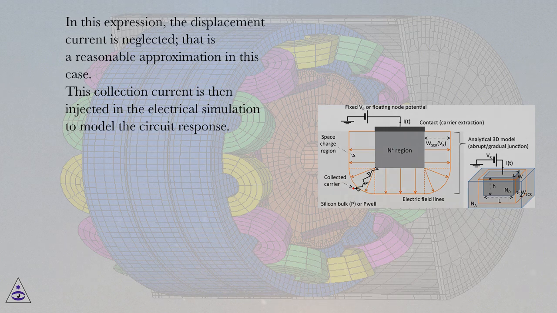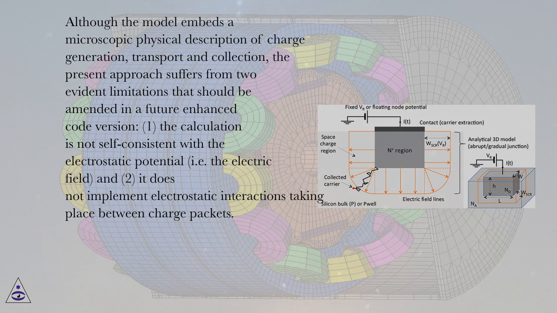This collection current is then injected in the electrical simulation to model the circuit response. Although the model embeds a microscopic physical description of charge generation, transport and collection, the present approach suffers from two evident limitations that should be amended in a future enhanced code version. 1. The calculation is not self-consistent with the electrostatic potential, i.e. the electric field, and 2. It does not implement electrostatic interactions taking place between charge packets.